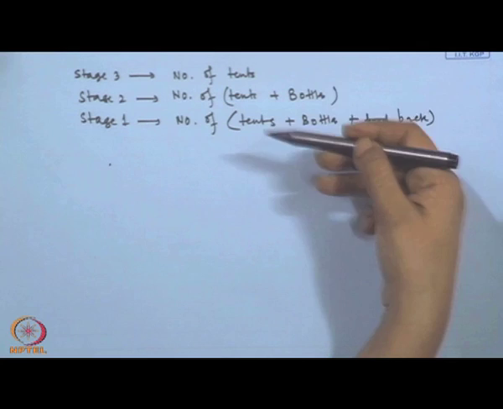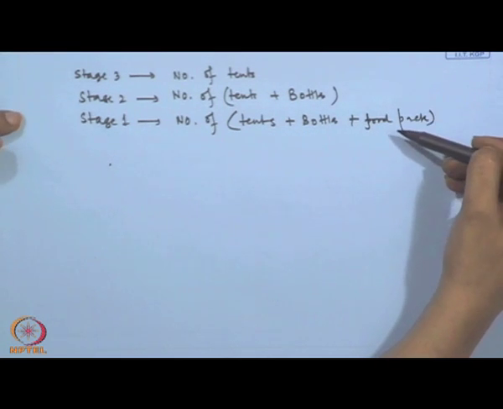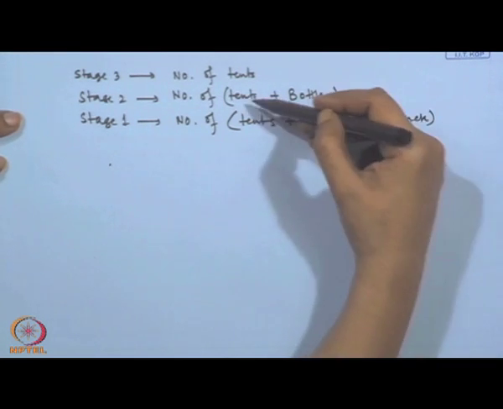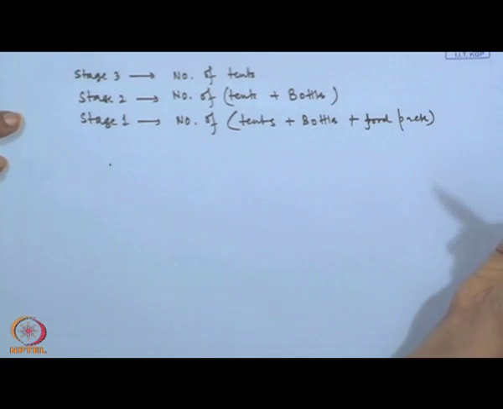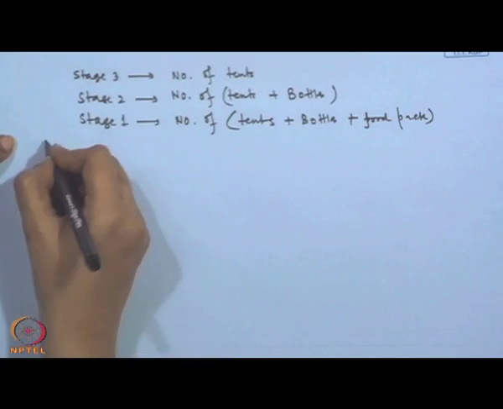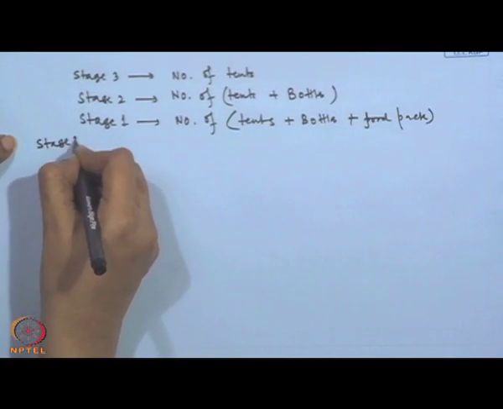We can do the reverse way as well. We can consider the number of food packs first, then the number of food packs plus bottles, then the number of food packs plus bottles plus number of tents. In that way also we can consider. Now, these are the different stages we have considered. Now, let us see, once we are considering stage 3, what is happening in stage 3.